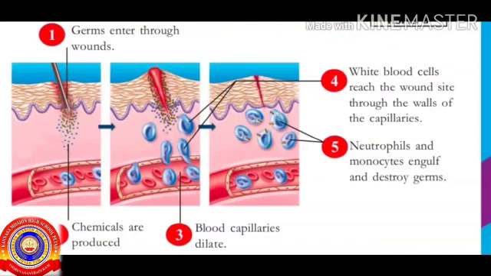Whenever a wound occurs in our body, the germs enter through that wound and produce chemicals, and these substances dilate the capillaries, thereby increasing the blood flow. The blood plasma and more white blood cells reach the wound site. Here, neutrophils and monocytes engulf and destroy the pathogen. Engulf means catch.